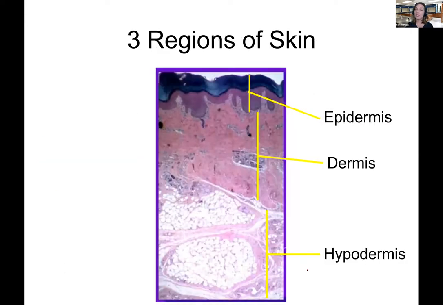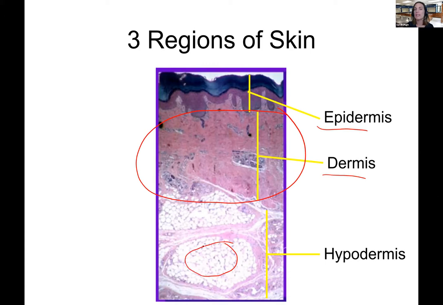So this is a microscopic image of your skin, which you're also going to look at in lab this week. And you can see the same three layers. At the very top, it's usually very dark, is our epidermis. This thicker layer right in here, that's our dermis. And then at the very bottom, if you look right in here, that looks just like our fat tissue. That's our hypodermis.